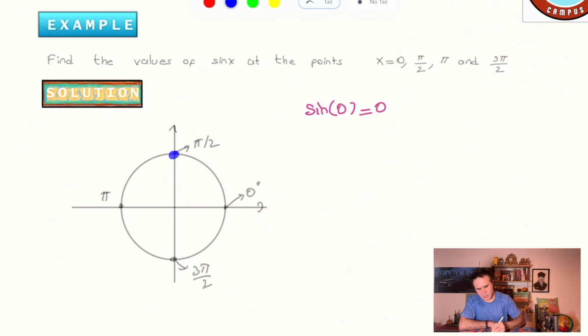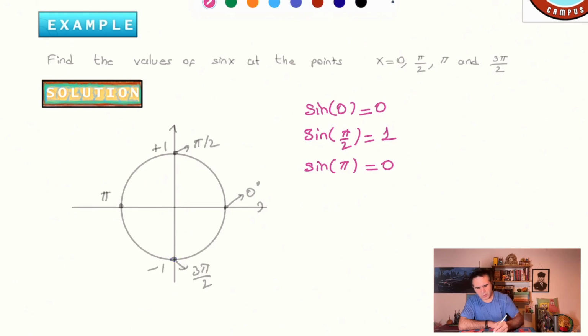The sine of pi over 2 we have here, and this we have plus 1 here. This means that sine of pi over 2 is equal to 1. And for the sine value of pi, we go here, and this point is the sine value of pi. This means that sine of pi equals 0. And at this point, we have here minus 1. This means that sine of 3 pi over 2 is minus 1.